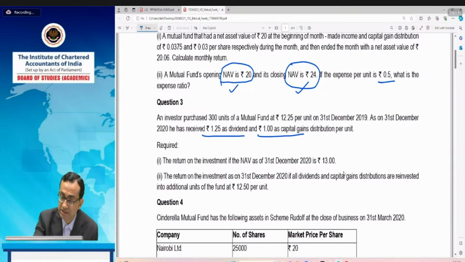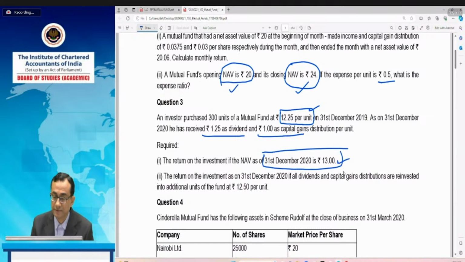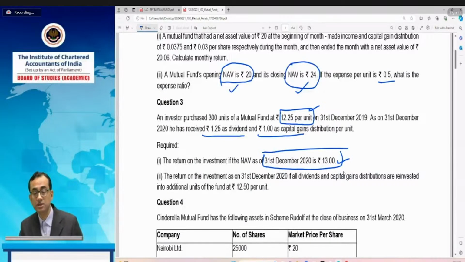So basically, this is the opening NAV. And in the first point, you are required to calculate the return on investment if the closing NAV, because opening NAV 2019 is given as 12.25 and the closing NAV is also given on 31st December 2020, it is 13. Okay, so how is return calculated? Return is calculated as closing minus opening plus dividend plus capital gain upon opening NAV. So let us calculate the first portion first.